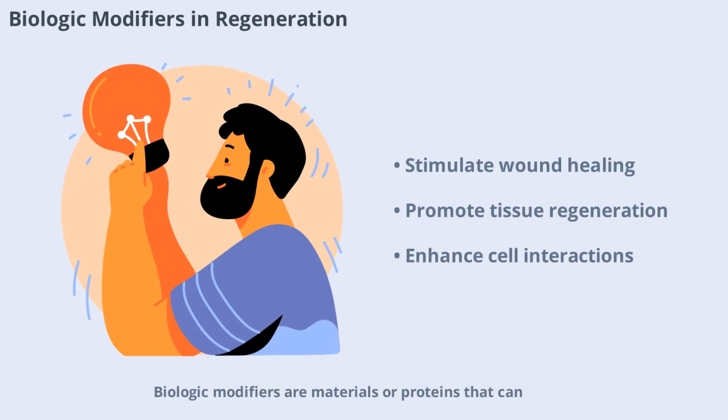Biologic modifiers are materials or proteins that can alter host tissue to stimulate or regulate wound healing. They may act locally or systemically and have the potential to promote regeneration of periodontal tissues. These modifiers influence cell migration, attachment, proliferation, differentiation, and matrix synthesis, making them valuable adjuncts in regenerative procedures. Their use is expanding as research uncovers new ways to enhance healing and tissue regeneration.